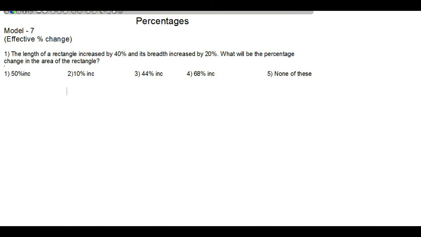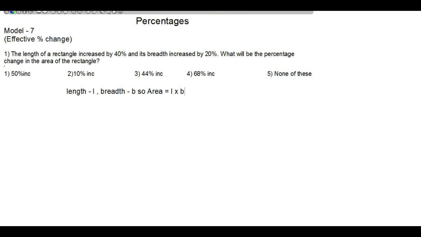Now as discussed in the earlier model, we know that percentage change can always be taken as (final value minus initial value) by initial value into 100. So the percentage change in the area of the rectangle should be (final area of the rectangle minus the initial area of the rectangle) by initial area into 100. Now here, the length of the rectangle has increased by 40% and the breadth has increased by 20%. Let us assume that the original length of the rectangle is L and its original breadth is B. So the original area of the rectangle A will be equal to length into breadth, that is LB.